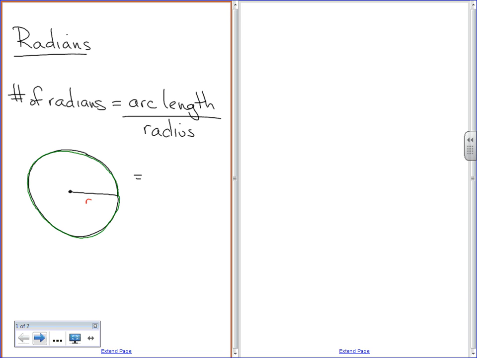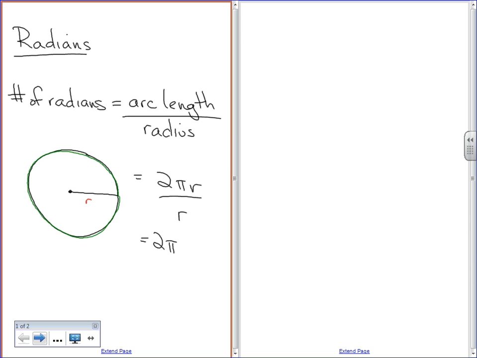Okay, so the arc length is 2 pi r divided by the radius, and I simplify that. What would that simplify down to? Okay. 2 pi. So what we just learned is that there are exactly 2 pi radians in a complete rotation.